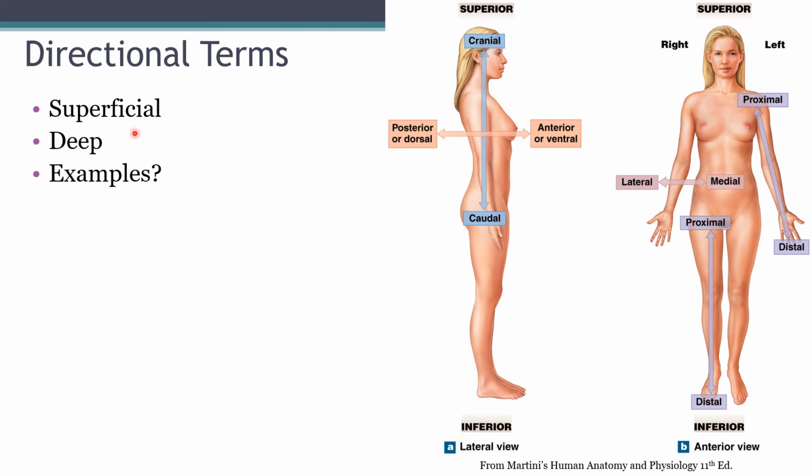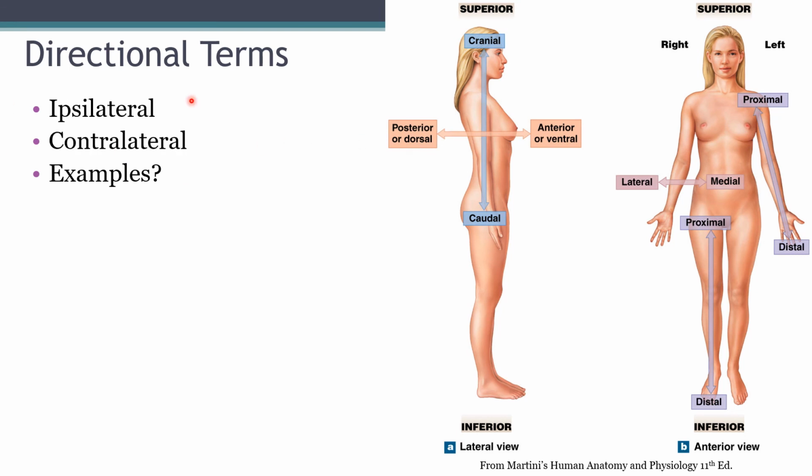Next directional terms are superficial and deep. Superficial means closer to the surface. An example is your skin. Skin is superficial to muscle, because muscle is right underneath your skin. Skin is right at the surface. Deep means further from the surface. Another example would be that bone is deep to muscle. Especially in your arms, you have skin, muscle, bone. So bone would be deep to the muscle and muscle would be deep to the skin. Or you could say skin is superficial to muscle, or muscle is superficial to bone. You could say it in any of those ways.